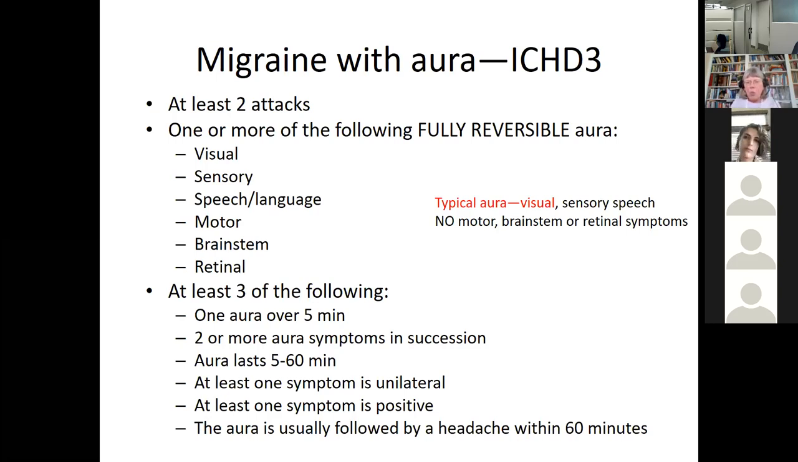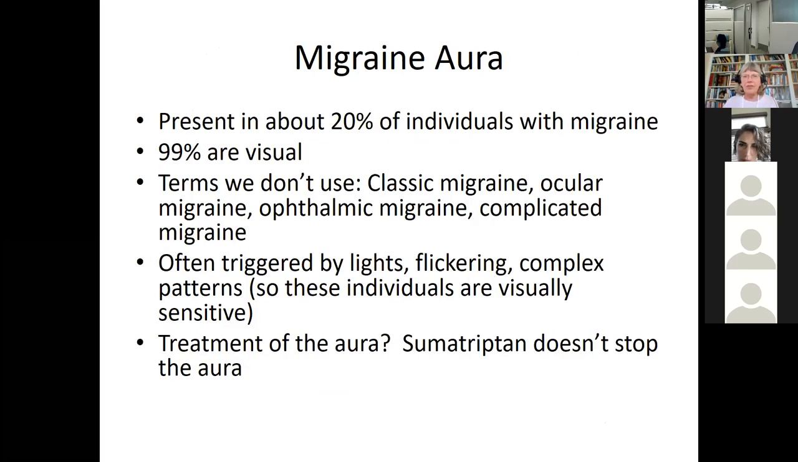At least one symptom of the aura is usually unilateral and positive. And you could see from that video that scintillation that was going on during the aura. And it's usually followed by a headache. So that's what the ICHD-3 criteria are for migraine with aura. It's present in about 20% of people with migraine.